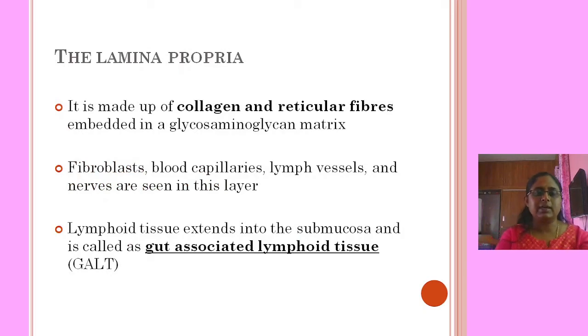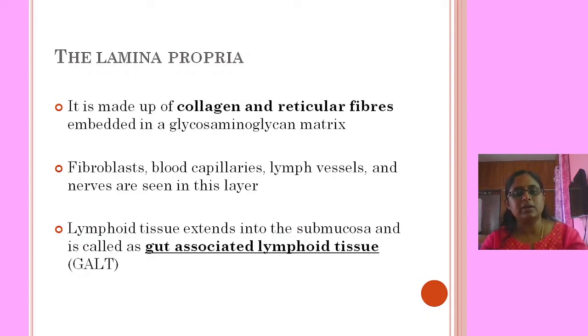Next to the lining epithelium comes the connective tissue layer called the lamina propria. It is mainly made up of collagen and reticular fibers embedded in a glycosaminoglycan matrix. The fibroblasts, blood capillaries, lymph vessels and nerves are seen mainly in this layer.